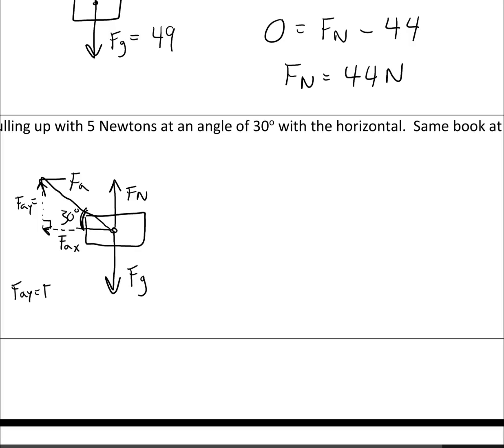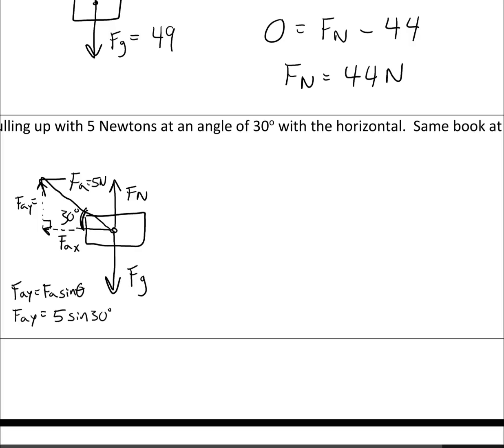FAY is equal to FA sine theta. That's the shortcut. You could do sine theta is equal to the opposite over hypotenuse, but it's the same thing every single time. We've been doing this since September. So you should know how to do this by now. If you don't, that's okay. Keep practicing. You can do it.